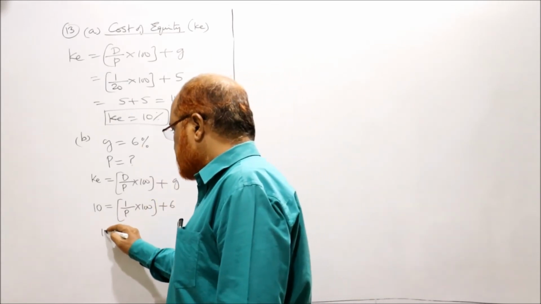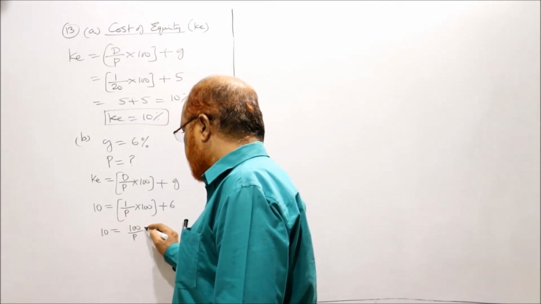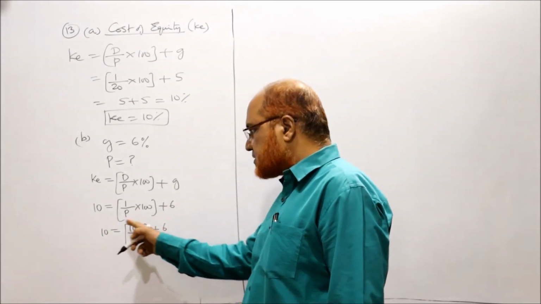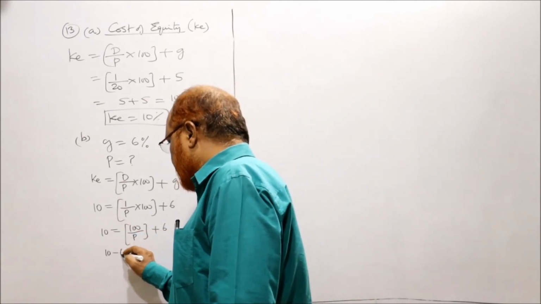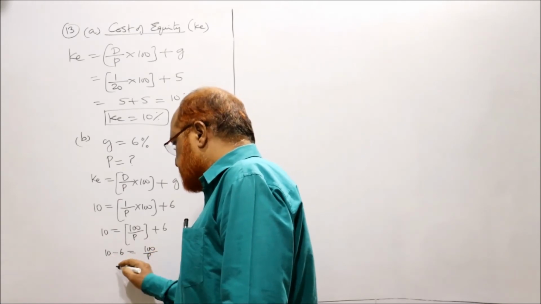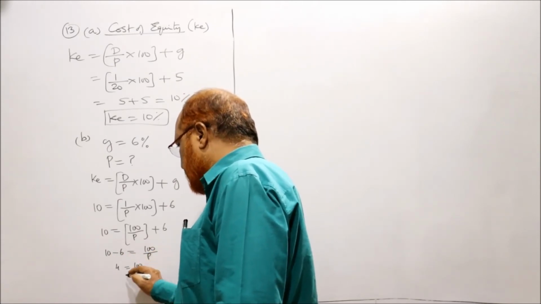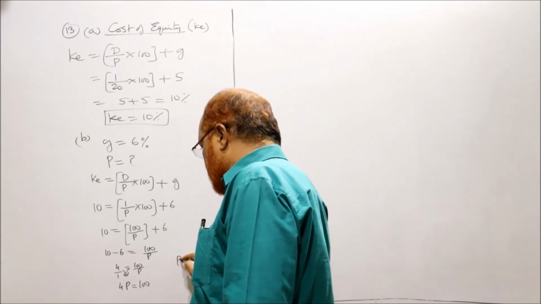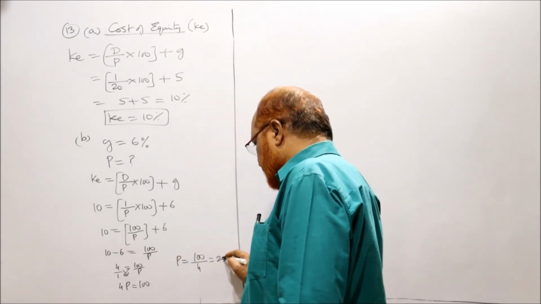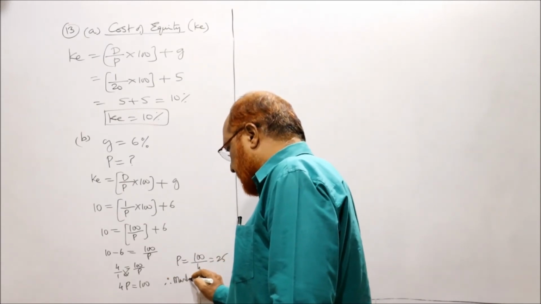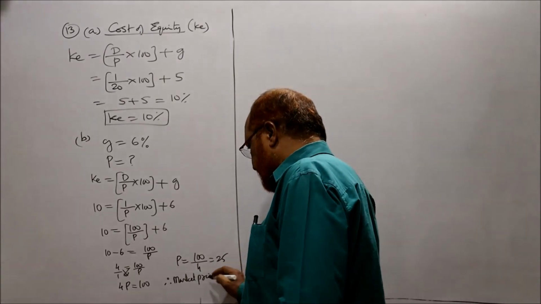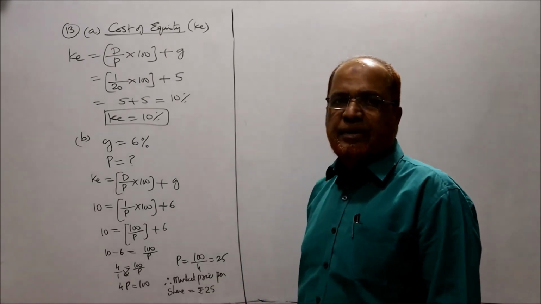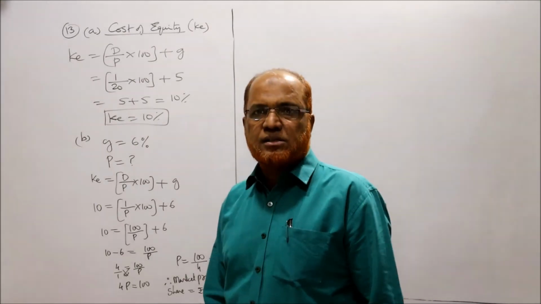Right? So we can write like this. 10 is equal to 100 divided by P plus 6. Now we can take this 6 to LHS. Here it is plus 6, there it will become minus 6. So we can write 10 minus 6 is equal to 100 by P. 10 minus 6 is 4 is equal to 100 by P. Now if we make a cross multiplication, 4P is equal to 100, P is equal to 100 divided by 4, 25. Therefore, market price per share is equal to rupees 25. Second B bit completed. Market price per share is rupees 25.